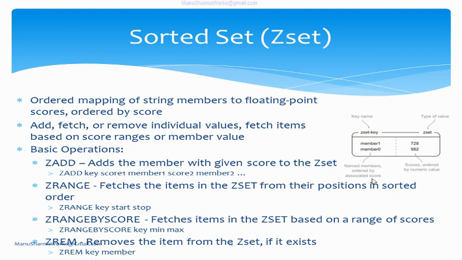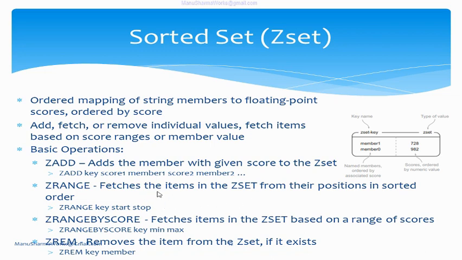ZRANGE is used to fetch the items of the sorted set. So how can we use it? ZRANGE key start stop. Start and stop are the index. So if I want to fetch the top 10 members, ZRANGE key 0 9. So it will return the top 10 members of the sorted set. Now this is based on the index.